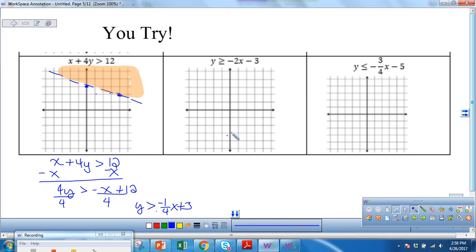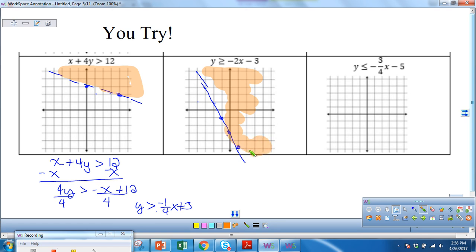You go down to -3, 1, 2, 3. My slope is -2 over 1, so I go down 2 to the right 1. I can finish that pattern by going up 2 and to the left 1. My line will be solid because it's greater than or equal to, and because it's greater than, I shade above the line.